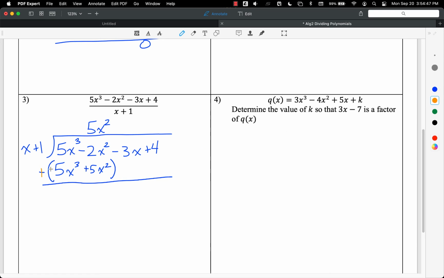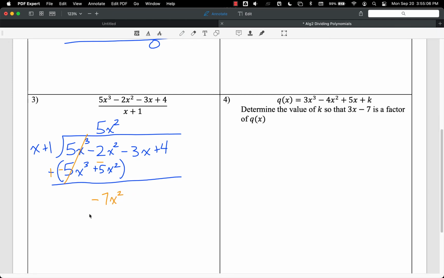That turns that into a plus, minus, minus. That's how you just do your distribution. 5x cubed minus 5x cubed. As we hopefully did, we got rid of that first term. That was the whole goal of trying to match that first term. And negative 2x squared minus another 5x squared, they're both going negative, is going to be a negative 7x squared.